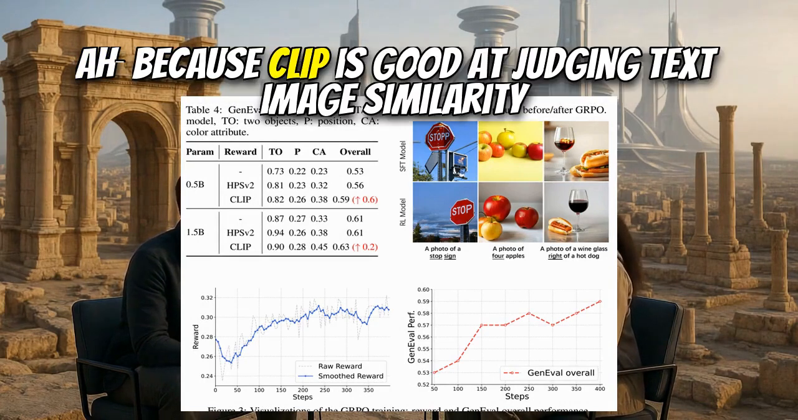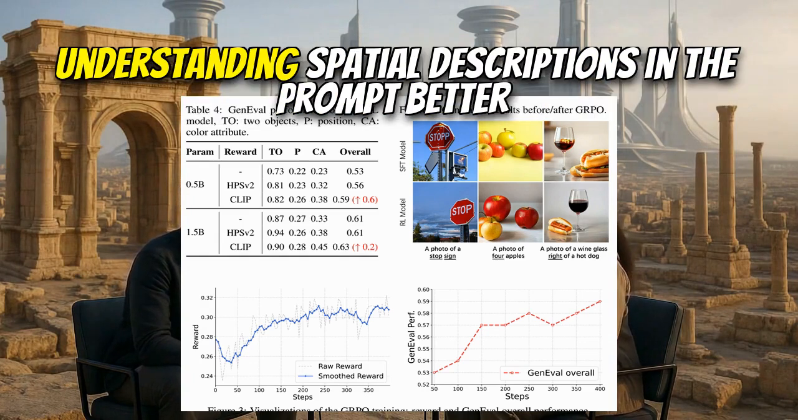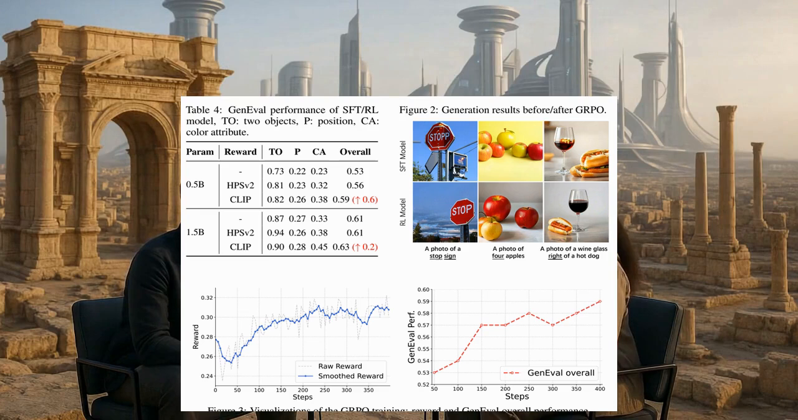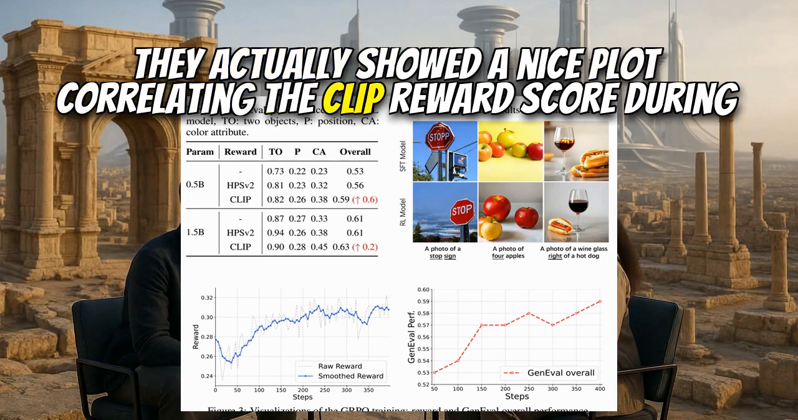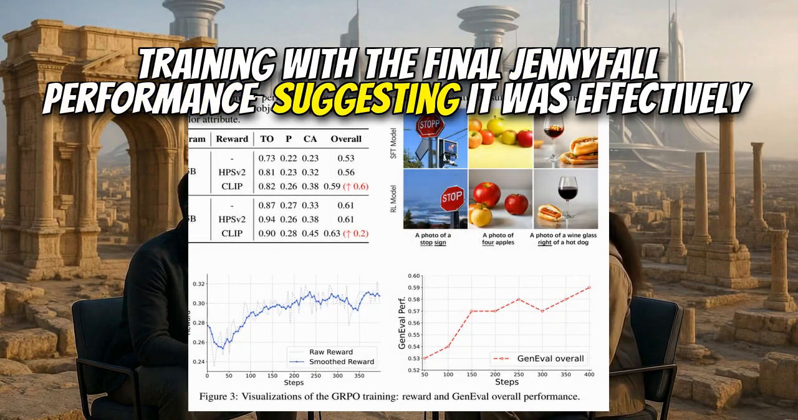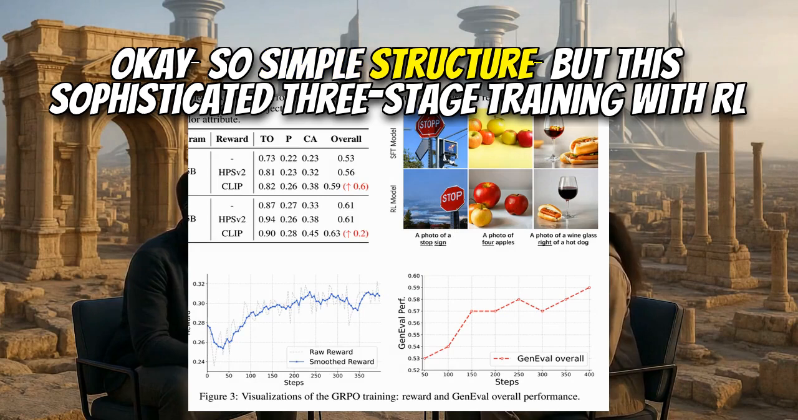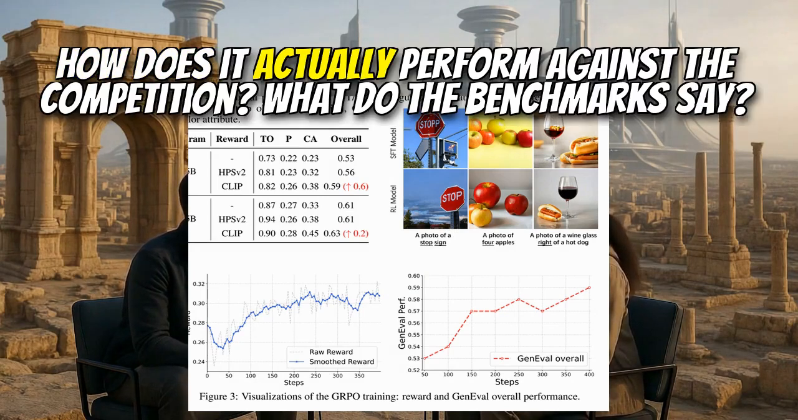Ah, because CLIP is good at judging text-image similarity. Exactly. It helped with things like getting quantities right, 2 apples versus just apples, and understanding spatial descriptions in the prompt better. They actually showed a nice plot correlating the CLIP reward score during training with the final GenEval performance, suggesting it was effectively steering the model in the right direction. Okay, so simple structure, but this sophisticated 3-stage training with RL at the end. How does it actually perform against the competition? What do the benchmarks say?